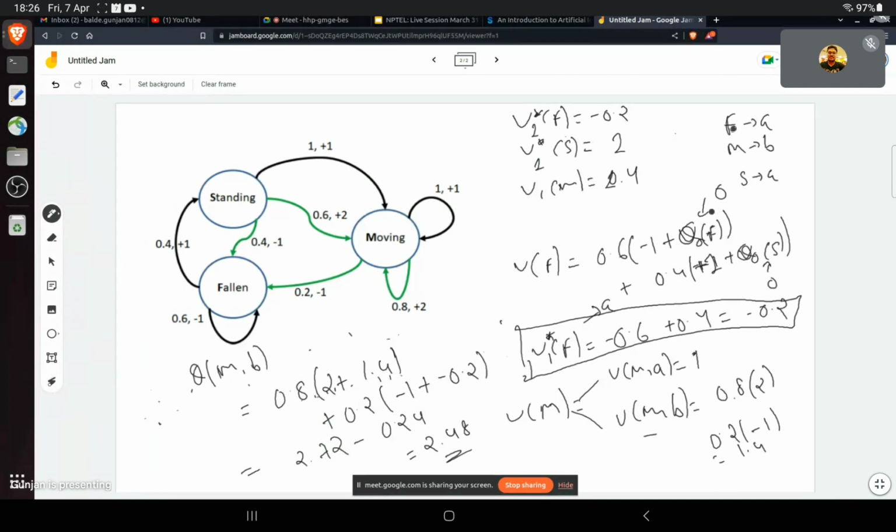In the first iteration, did you get all zero? Like V0 of fallen is zero, V0 of standing is zero, and V0 of moving is zero. That was the first thing that you had, the initialization. Then comes the first iteration. So going by this, V1 of fallen is minus 0.2 that you are getting, because 0.2 times minus 1 plus 1 times 0, where 1 is the discount factor. Then similarly, V1 of standing, that you are getting 1, or not? V1 of standing, we are getting one.